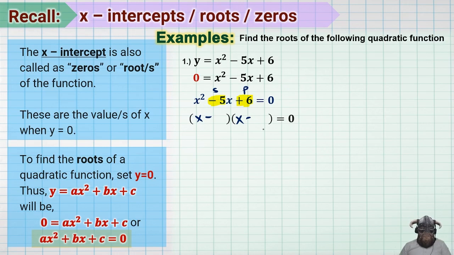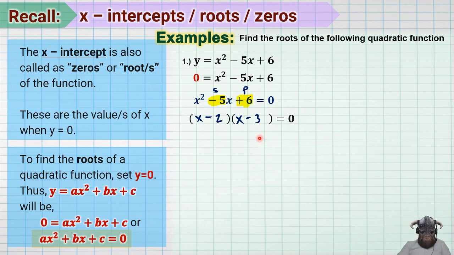Maybe 1 times 6? Negative 1 times negative 6 is positive 6, but negative 1 plus negative 6 is not negative 5. So I think we have to use the factors negative 2 and negative 3. If you multiply these two factors, the answer is positive 6, and if you add them, the answer is negative 5. That is our idea of factoring, and we got the factors (x minus 2) times (x minus 3).